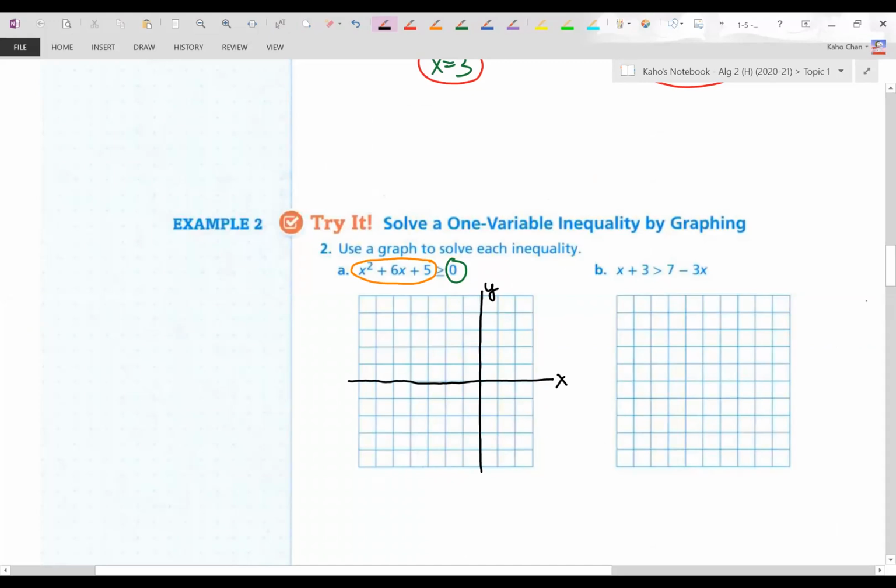And I noticed that in decimals, my vertex was at negative 3, negative 4. And the intersection of the green line was at negative 5, 0 and negative 1, 0. Let's draw on our parabola. There we go. Great.